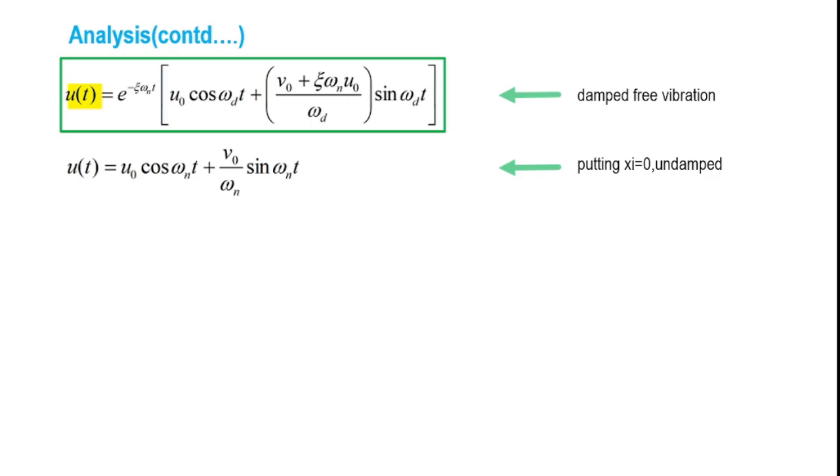Now obviously we know that this is for a damped system. So if you want to obtain the solution for an undamped system, what we need to do? We need to simply put c equal to 0. If we put c equal to 0, what happens? This term will be equal to 1, and we obtain u(t) as u0 into cos ω_n t, because we know that when c equal to 0, ω_d will be ω_n. So we have u0 cos ω_n t plus v0 by ω_n into sin ω_n t. This is obviously for an undamped system.